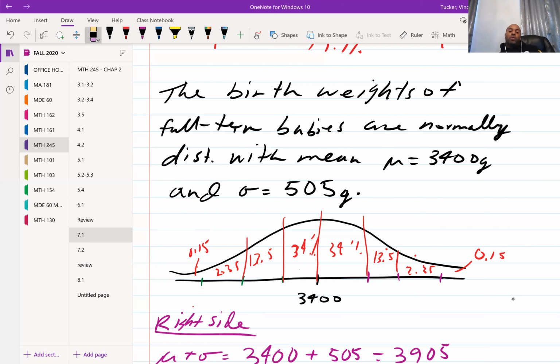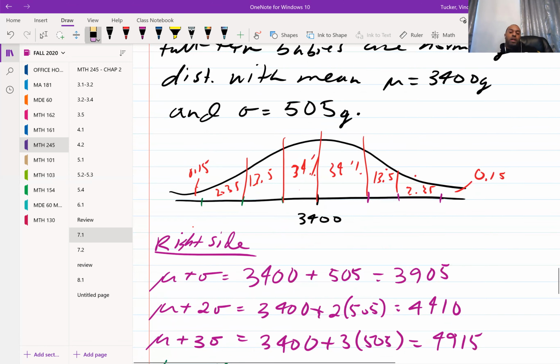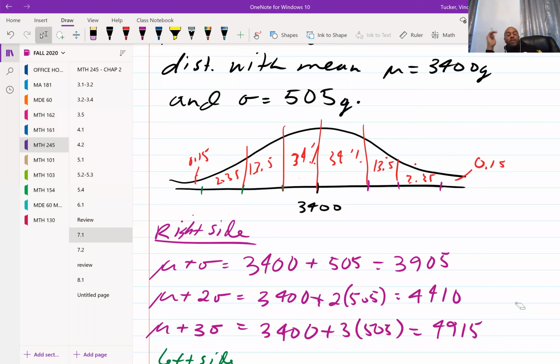All right, so you have your mean that's in the middle, 3,400, and then you have the values to the right. In the purple is how you find the values to the right. You take your standard deviation and add it 3 times in order to get those 3 values. So 3,400 plus 505 is 3,905, then add 505 to that, which would be 4,410. Then add 505 to that, which would be 4,915.